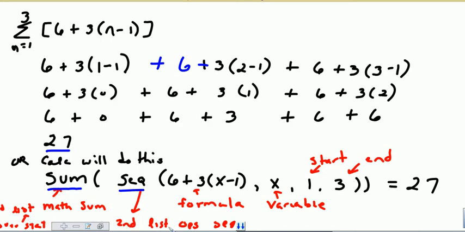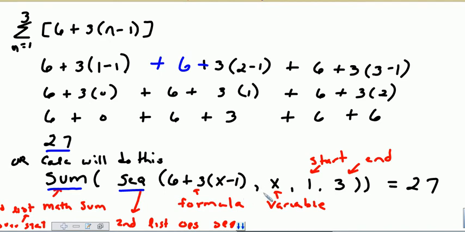Then second list ops sequence, second list, that's over the stat key. Choose ops. Sequence is one of the selections there. That'll give you this piece. Then inside this set of parentheses, you need whatever your formula is. My formula here was 6 plus 3, parentheses n minus 1, close parentheses. I can use an x, that's fine. Be careful, don't add this 6 and 3 together. Okay, that has to distribute. I would just put it in just like it is.